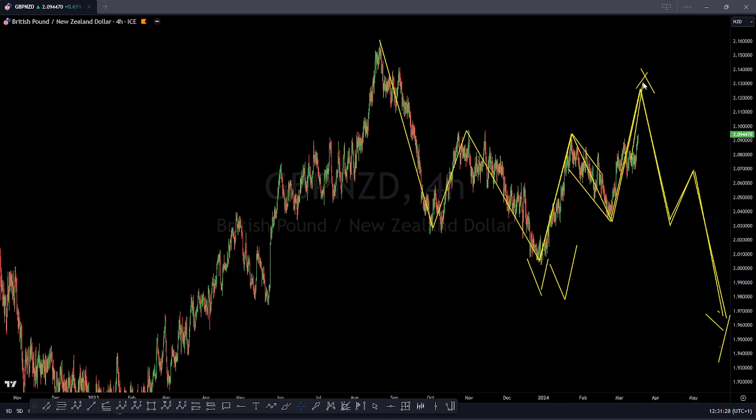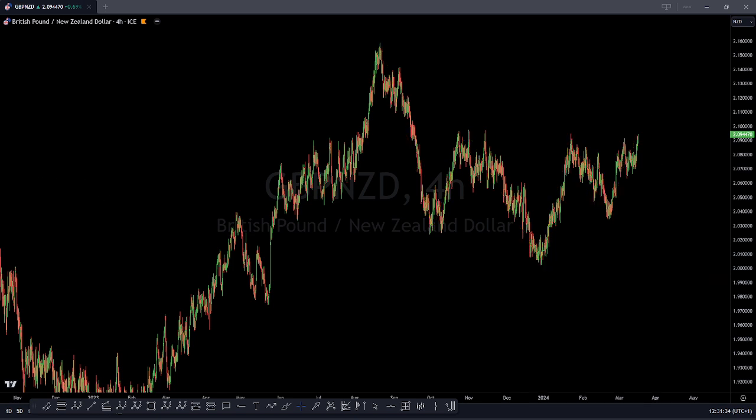If it makes a move to the upside somewhere around this area here, something's going to trigger a bearish move to the downside on your Pound New Zealand.